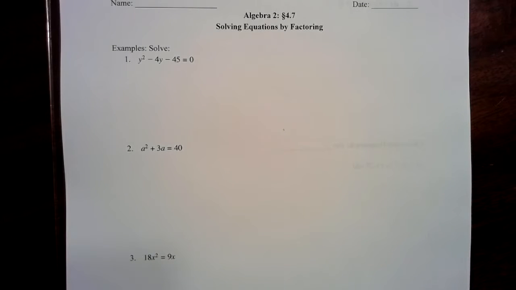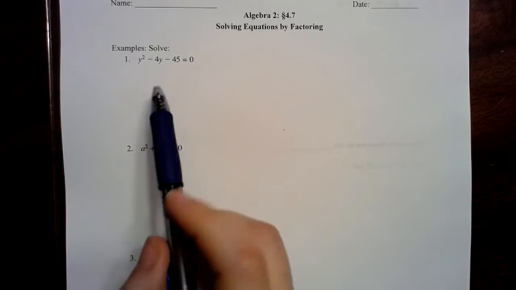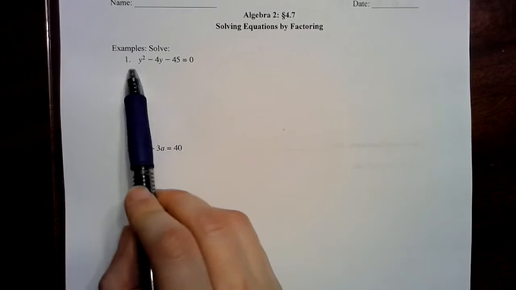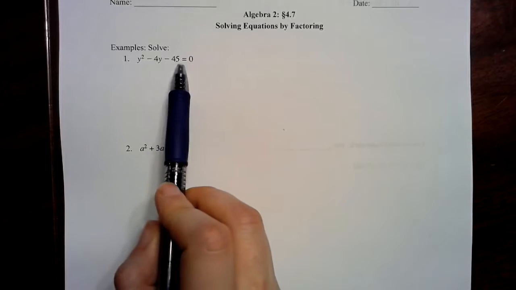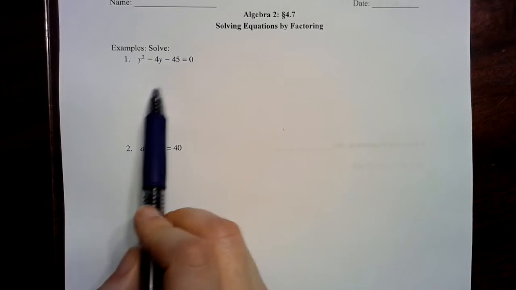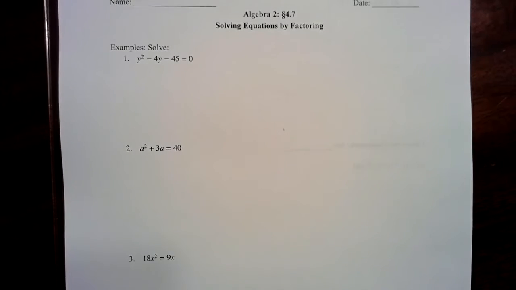Welcome to lesson 4.7, solving equations by factoring. So we have learned so far how to factor various expressions, and now we're going to use that knowledge to solve equations. So in our first example, we have that this expression over here equals 0. So let's factor this expression and see what happens.